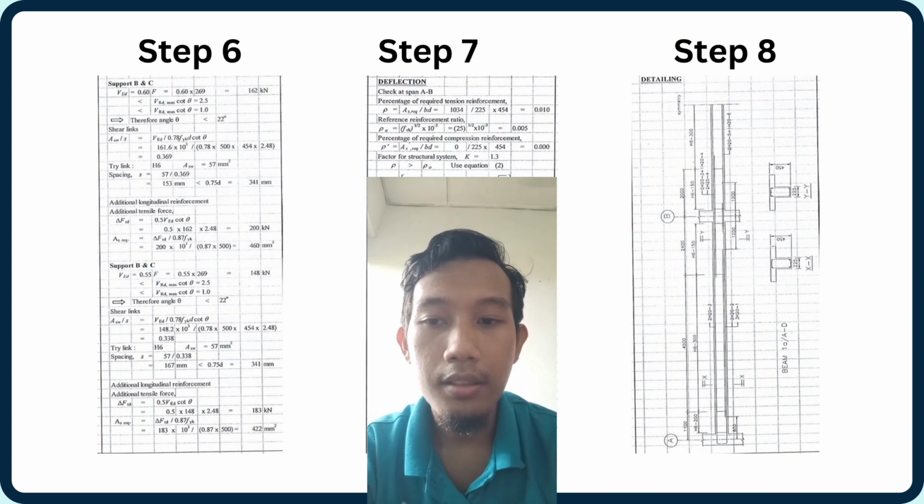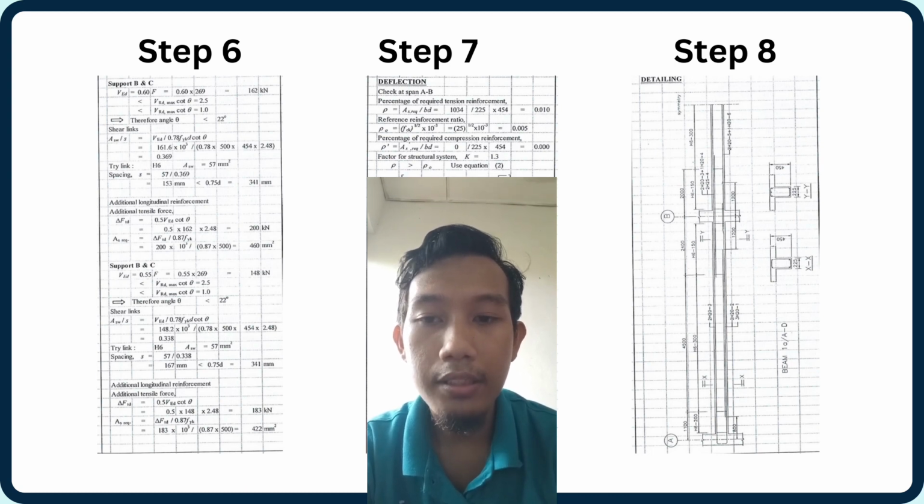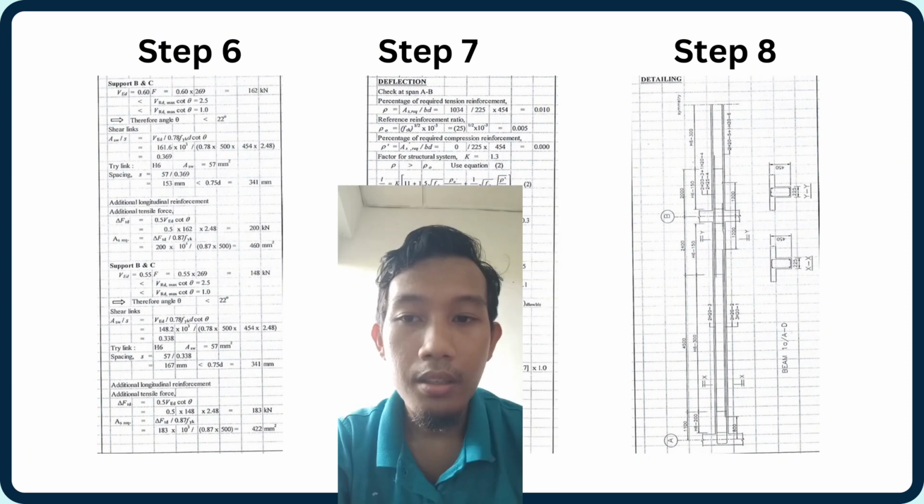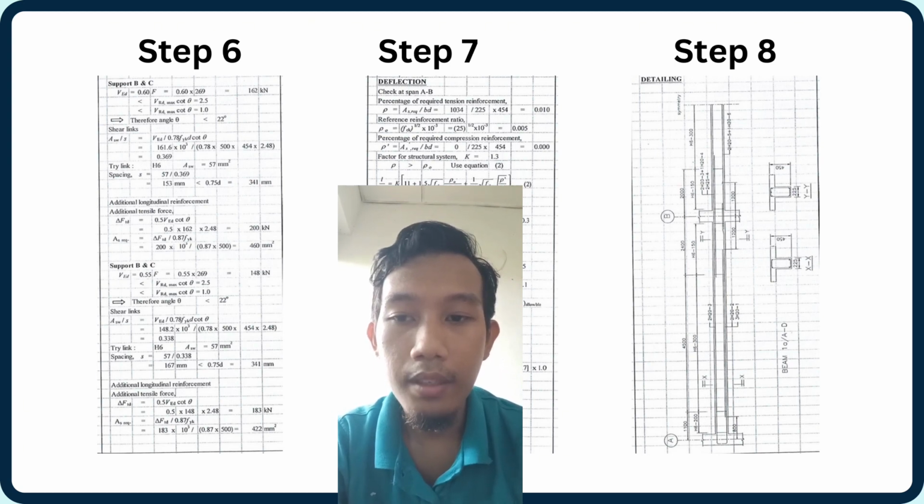Step 6. Support B and C. VEd equal to 162 kilonewton. Therefore, smaller than VRd max cot theta 2.5 and also smaller than VRd max cot theta 1.0. Therefore, angle theta is 22 degree. For shearing, Asw over s is 0.369. So, try H6, Asw equals 57 mm square.